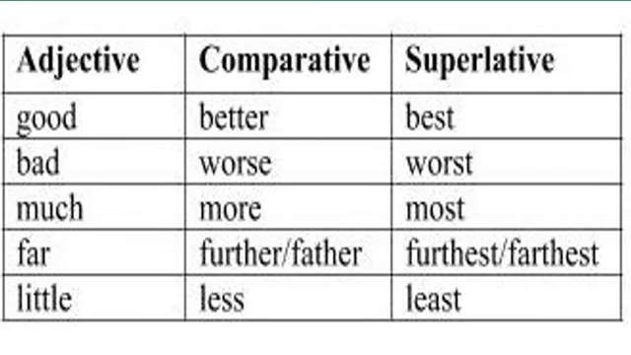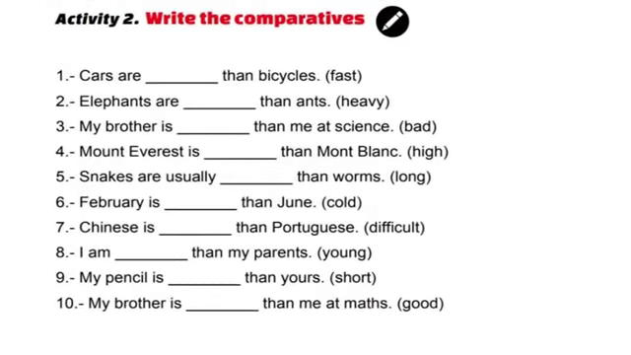We have, my dear students, some irregular adjectives like good, bad, much, far, little. We cannot add er or est to these adjectives. As for good, we say better than, the best. As for bad, we say worse than or the worst. Much, more, the most. Far, further, farther, furthest, and farthest. Little, less, and least.